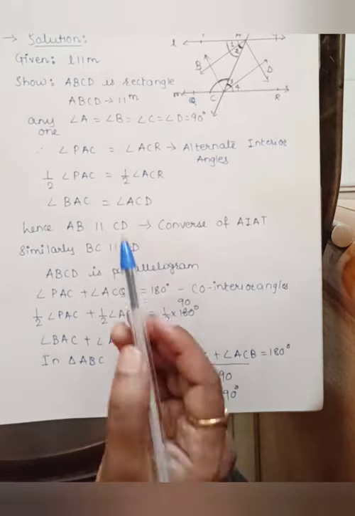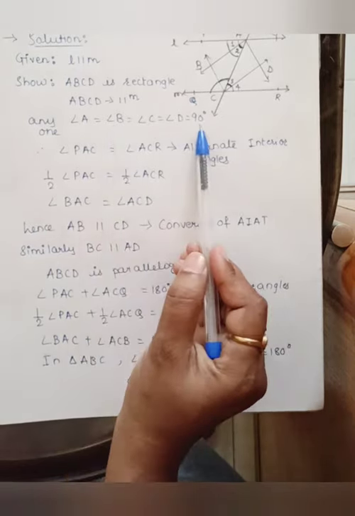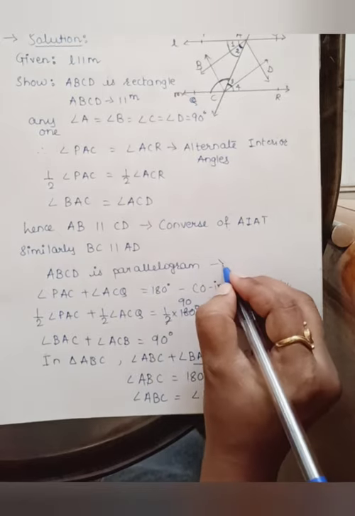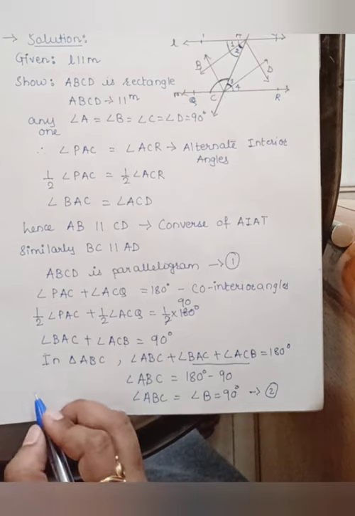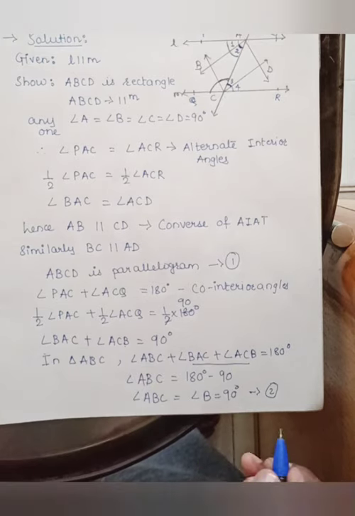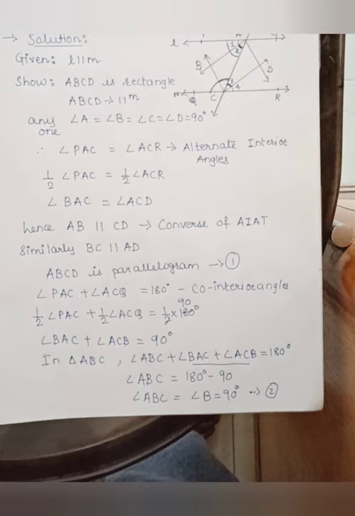So as you have seen, we have shown one angle to be 90 degrees. So if I mark this as equation 1 and this as equation 2, from 1 and 2, I can say ABCD is a rectangle, because according to the definition of a rectangle, I want one angle to be 90 degrees and the quadrilateral to be a parallelogram.